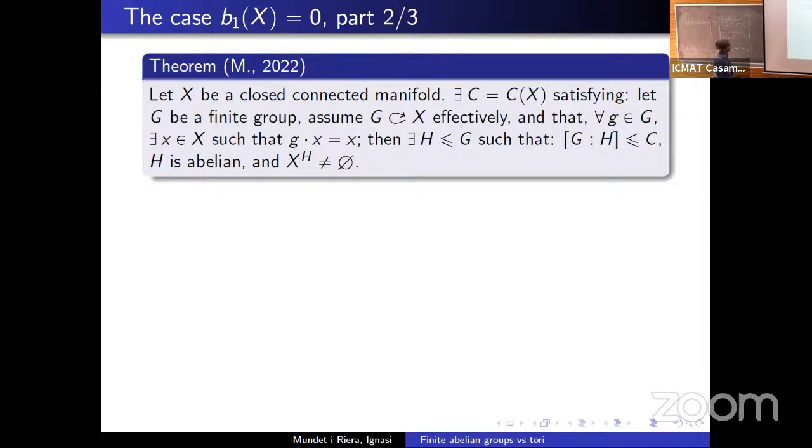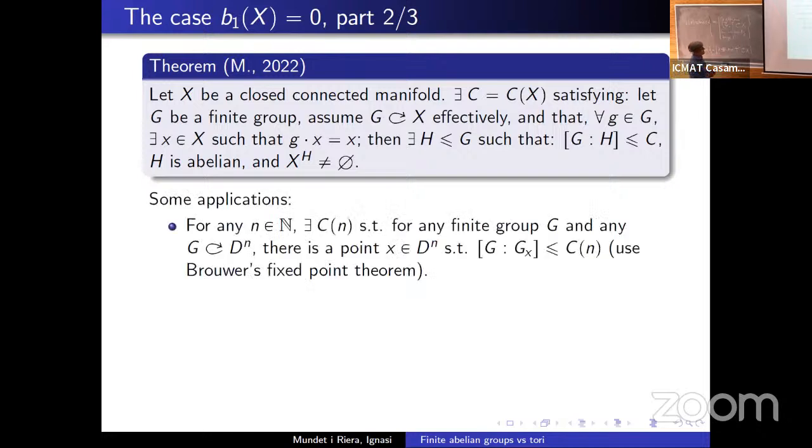So I don't have time to explain the proof of this theorem. It's non-trivial, but it would take some time. Let me just point out two examples and then proceed to apply this theorem to our situation. So one example, consider finite group actions on a closed disk. We all know that any map from the closed disk to itself has a fixed point. This is Brouwer's fixed point theorem.